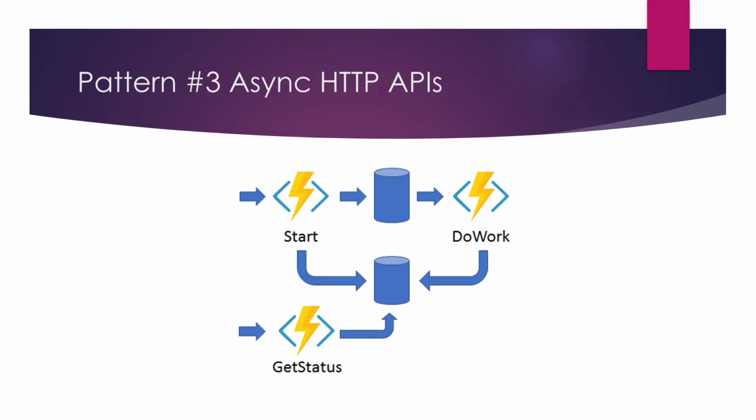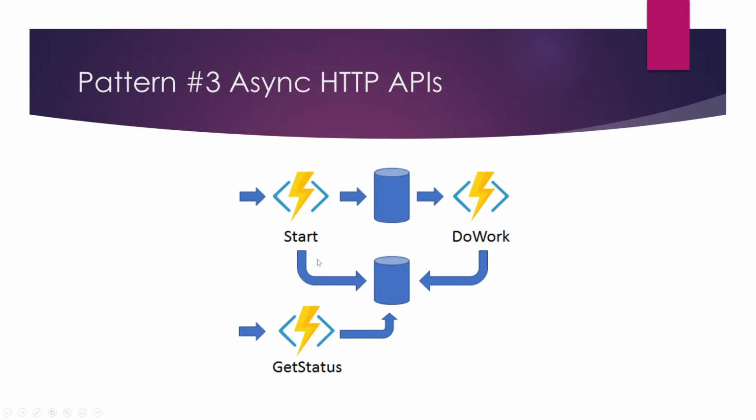So the third pattern is what we call the async HTTP APIs. In this pattern, we are addressing the problem of coordinating the state of long running operations that interface with external clients. A common way to implement this would be, let's say you have an HTTP endpoint and it triggers some long running job. Then what happens is you redirect the client to the status endpoint to check if that work is done.